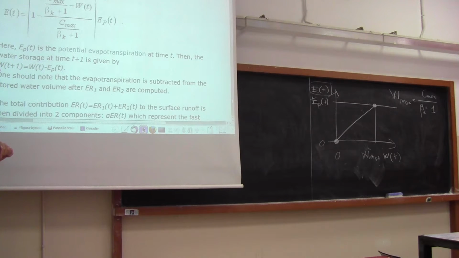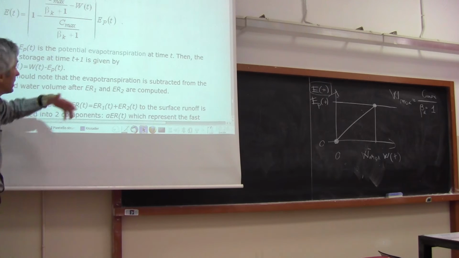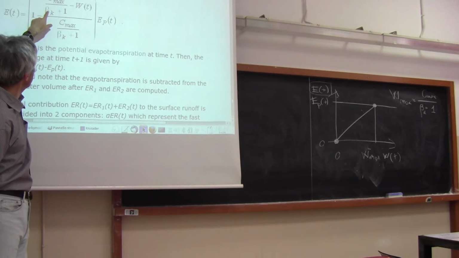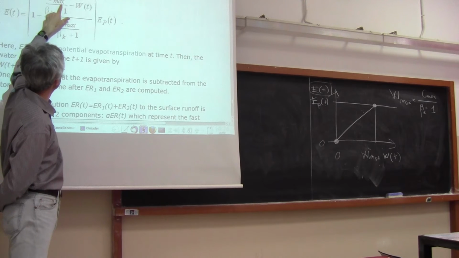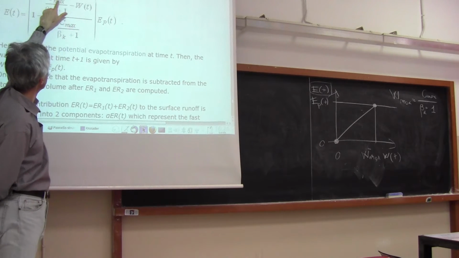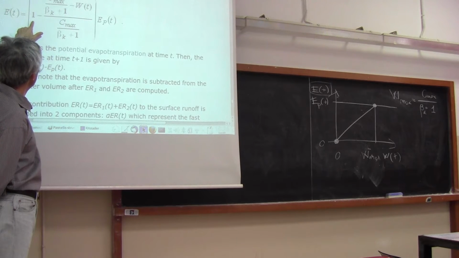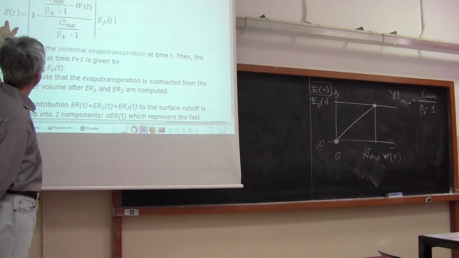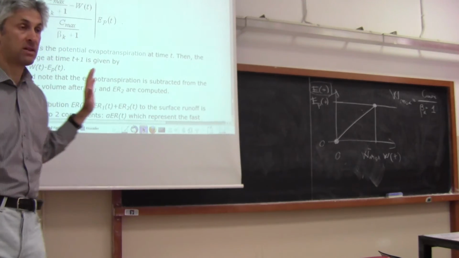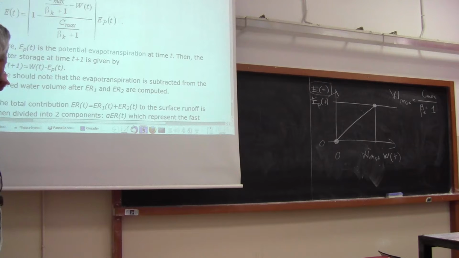Perfect. Now, let's see what happens if WT is equal to the maximum value, which is equal to C max divided by beta k plus 1. It means that the numerator disappears because it's W max minus W max, 0. So it remains only 1 here, and then ET is equal to EPT, the potential value. So you can see that this is very simple.